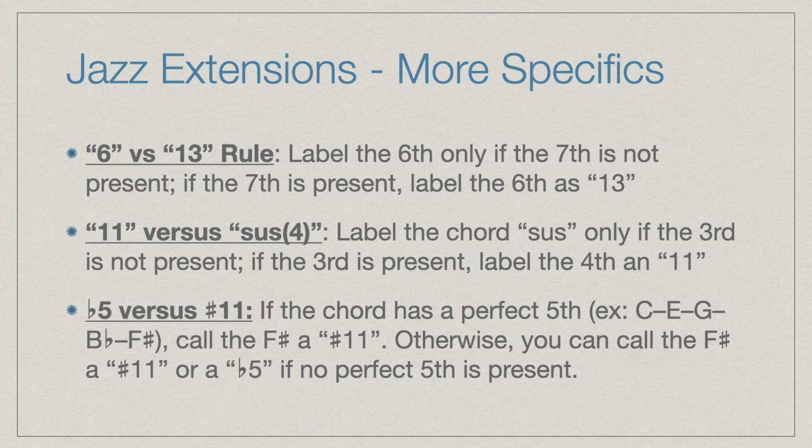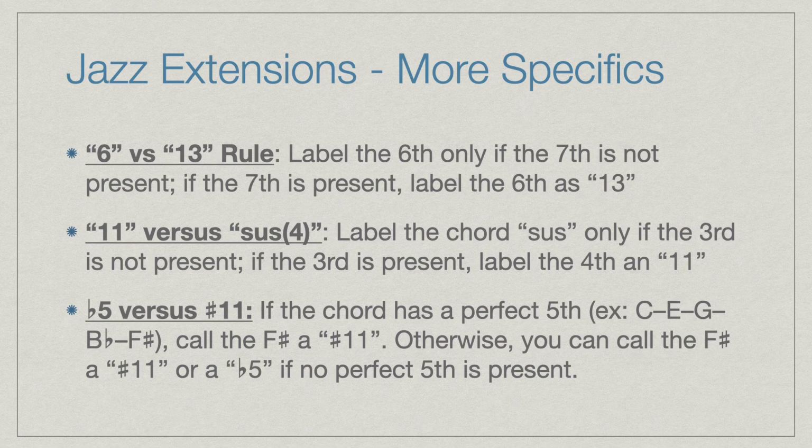Lastly, here are a few helpful tips to help with the specifics of jazz extensions. Like in the example we just saw, the 6th versus the 13th rule here is applied because there is no 7th. The presence of that 7th distinguishes whether you've got an add 6 or a 13th chord. The 3rd of the chord is an important distinction between an 11th or a sus4. If it's there, if you have a 3rd, you have an 11th chord.